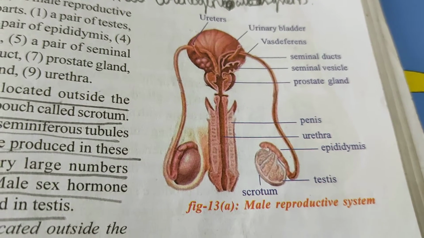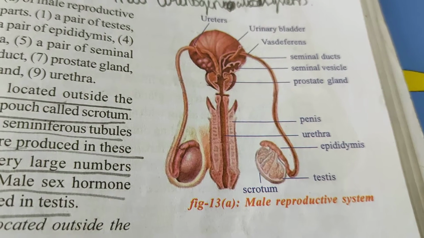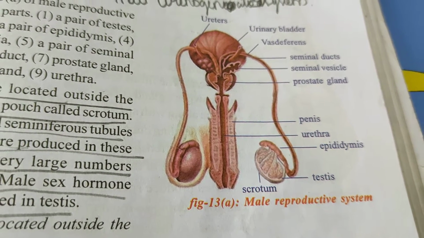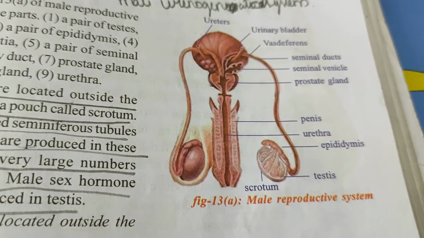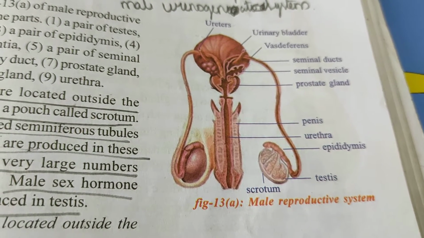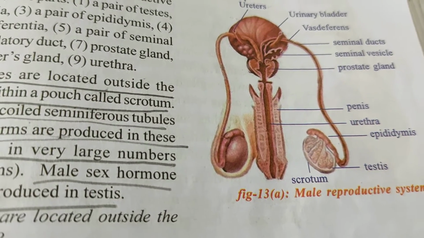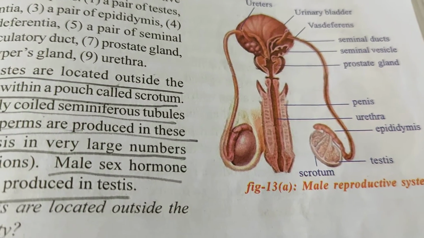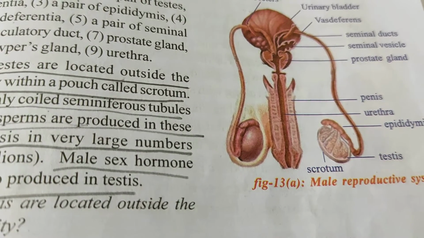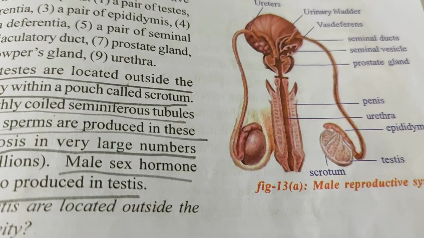The ending is vasa deferens, and the beginning is vasa efferens. That is not mentioned in your textbook, but from the testis into the epididymis through the vasa efferens it will be open. Next is the urethra, and you can see the seminal vesicle here, the prostate gland and the urinary bladder. So in the male reproductive system this is the urinogenital duct. Now the scrotum also you can see.